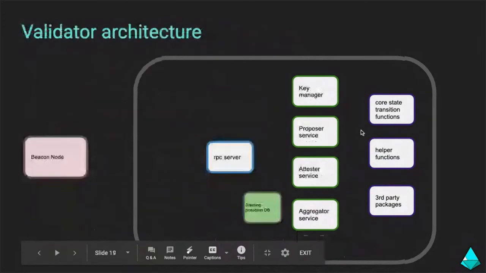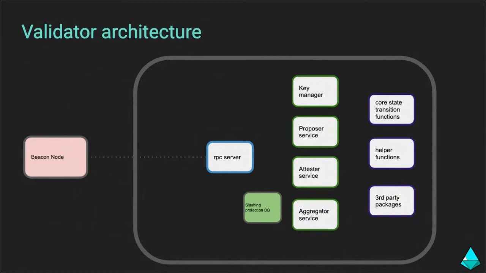And now there's the validator, right? And what's inside a validator? The validator handles key management, and that's important because it handles private keys for signing, and it does multiple things. For example, proposing a block, attesting a block, aggregating attestations. It depends on what the validator is supposed to do at that given epoch.